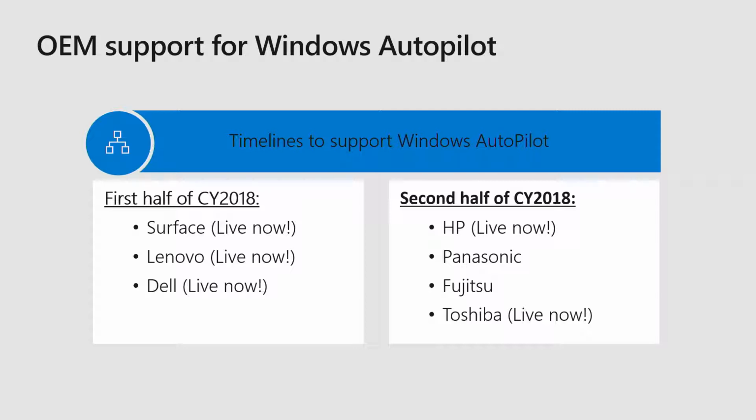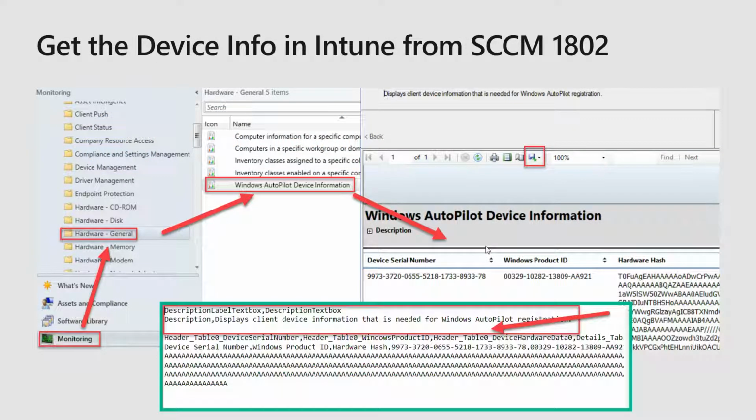They grab the information for you. It looks like that. So you have the reports in the console from SCCM, go to Hardware General, and there is a Windows Autopilot device information report. You see the serial number, the Windows product ID, and here is the important thing, the hardware hash. So in the end, you can save that report with all your devices that grabbed the hash ID as a CSV file.